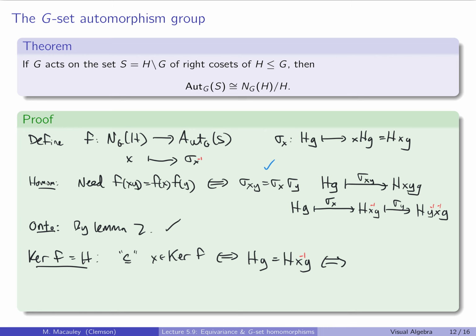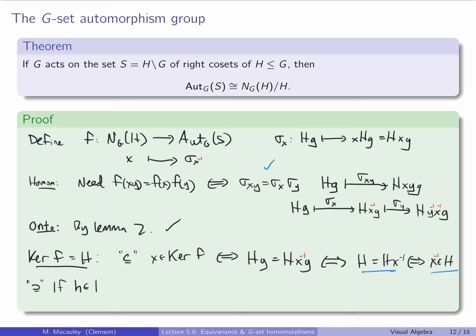And this is the same thing as saying h equals hx inverse. And that's the same thing as saying x is in H by our boring but useful coset lemma. And again, it really doesn't matter whether we say x is in H or x inverse is in H. H is a group. And finally, let's do the other containment. So let's take something in H and show that the corresponding map up here is in the kernel. This is going to be straightforward.